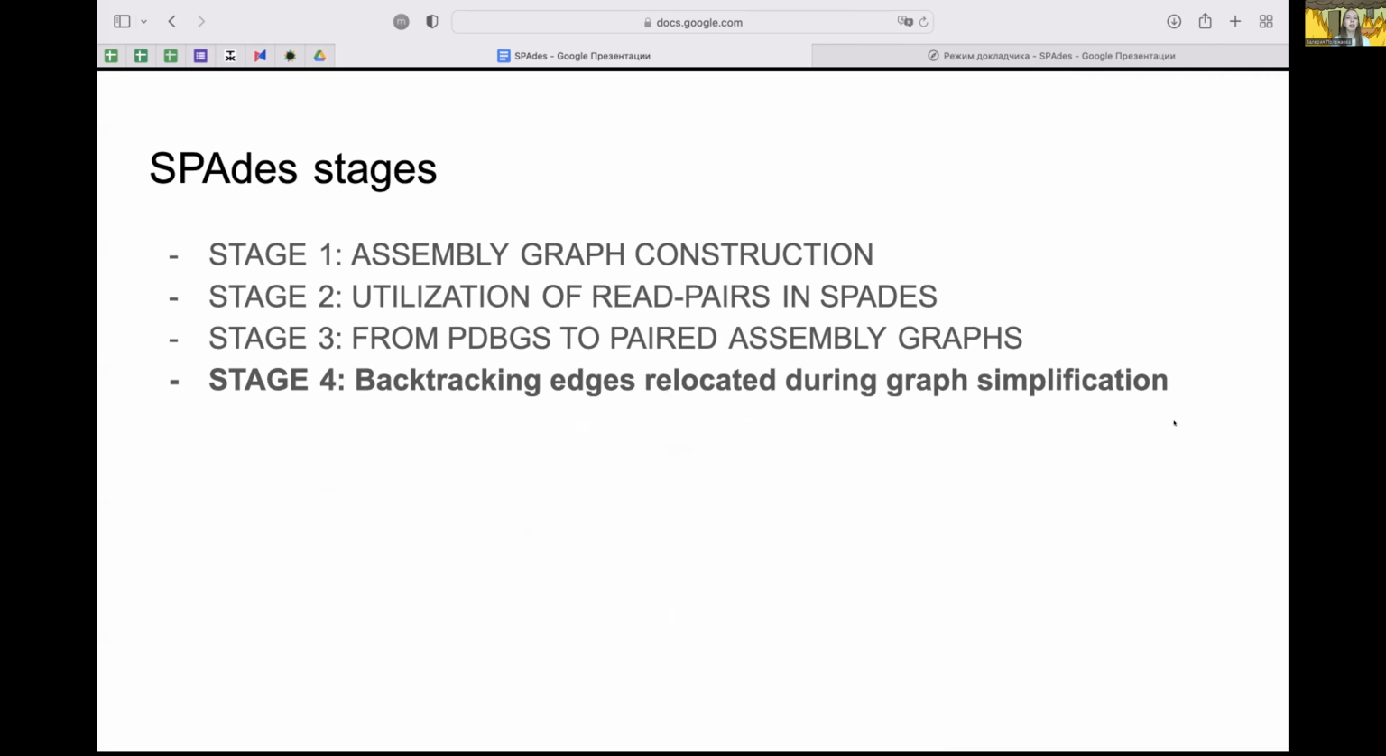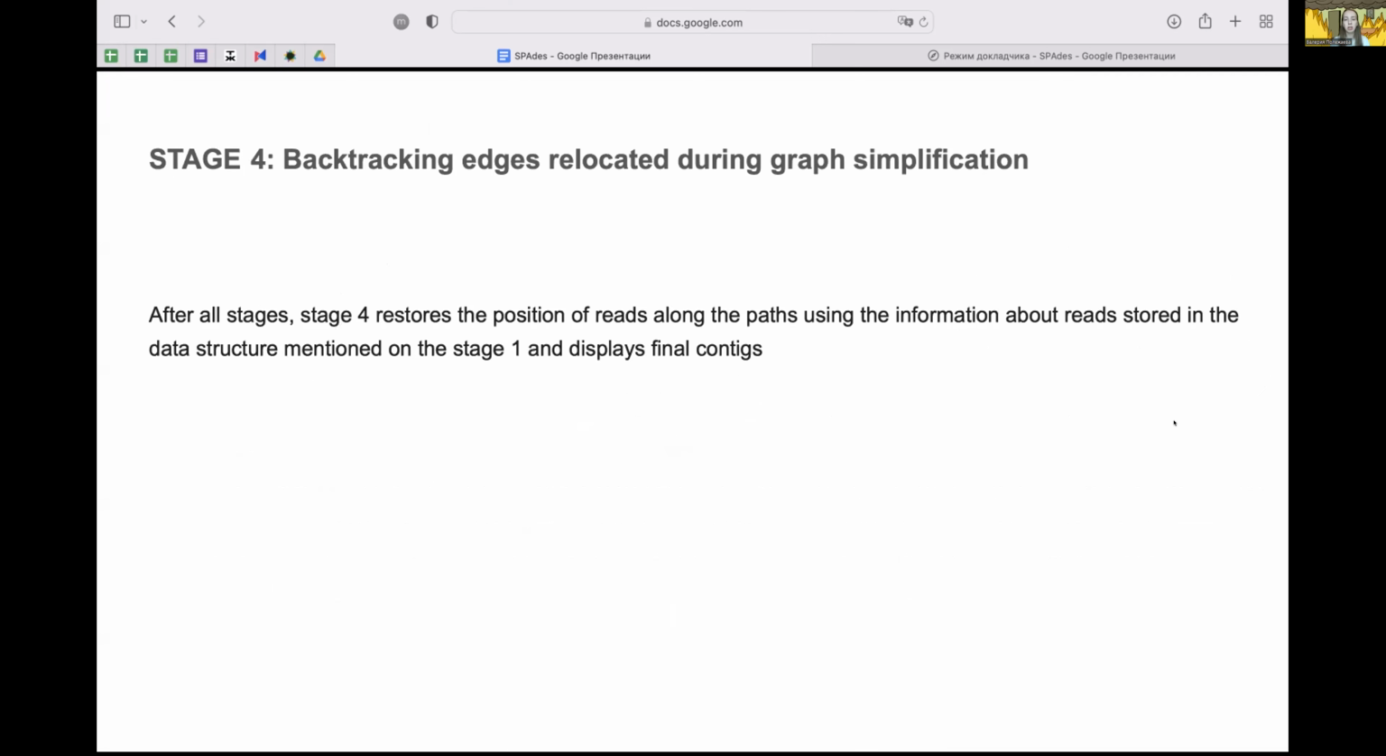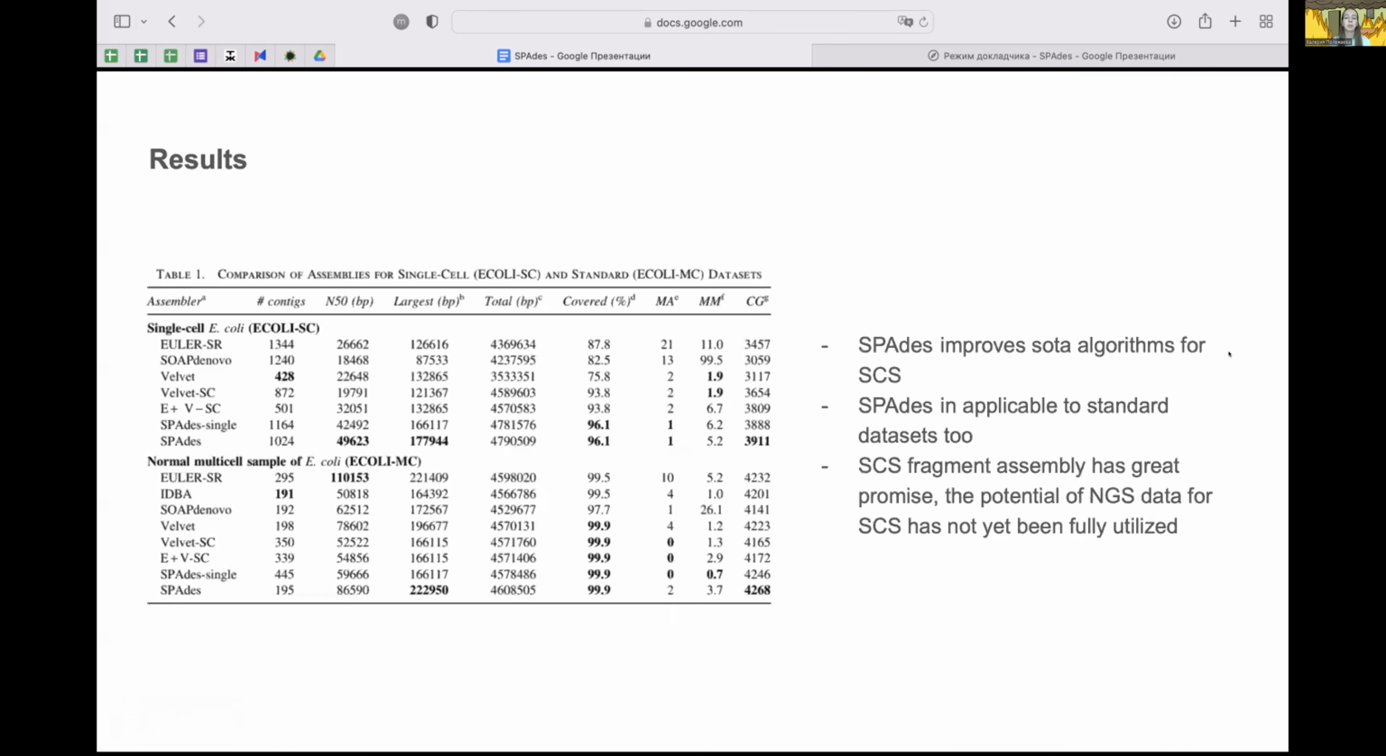Next slide. Okay, and the last stage is backtracking edges relocated during the graph simplification. After all stages, stage 4 restores the position of reads along the path using the information about reads stored in the data structure mentioned in stage 1, and displays final contigs. So finally, let's switch to the results.